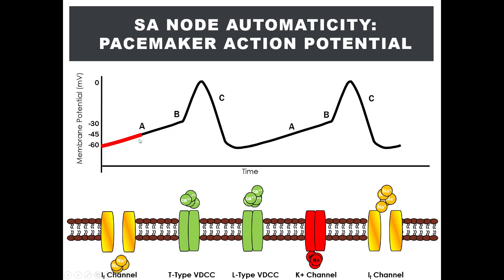So the funny channels depolarize the SA node to negative 45, and then the T-type VDCCs open and allow calcium influx, more positively charged ions influxing into the SA node. Now, since T-type VDCCs are open briefly, this influx of positively charged calcium will cause further yet steady depolarization from negative 45 millivolts to about negative 30 millivolts, as you can see here from point A to point B. Now at point B, which is negative 30 millivolts, we have another set of VDCCs called L-type VDCCs. The L stands for long type.